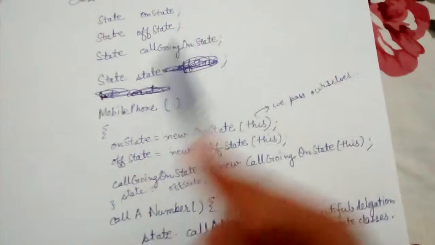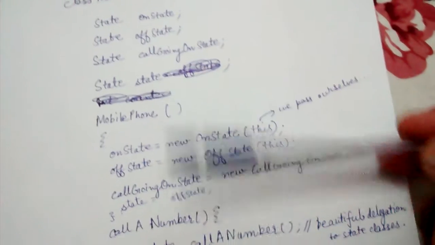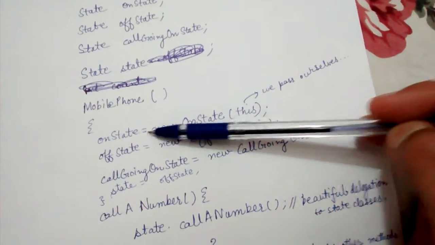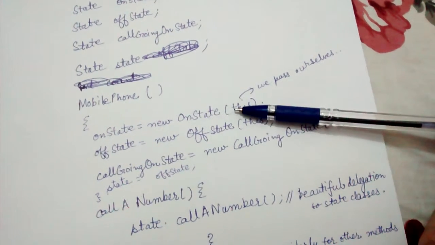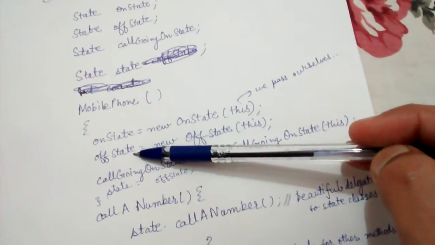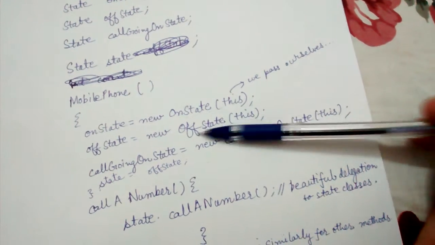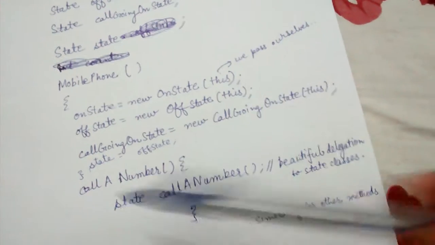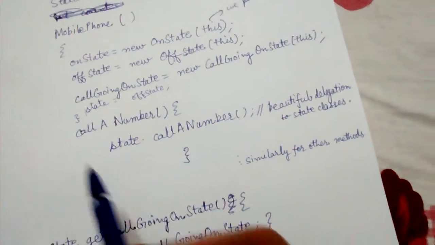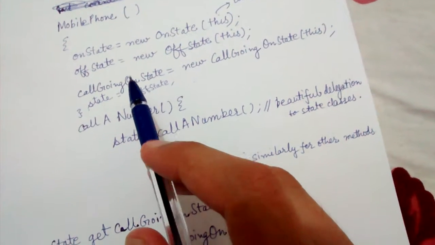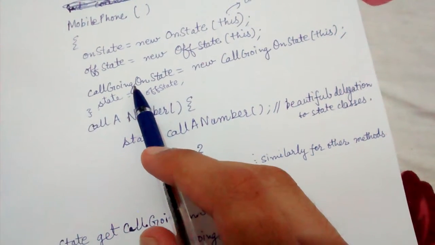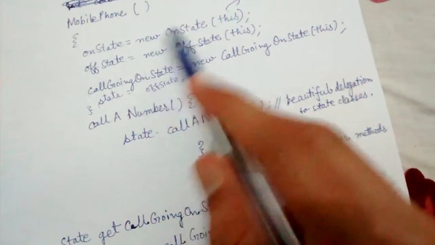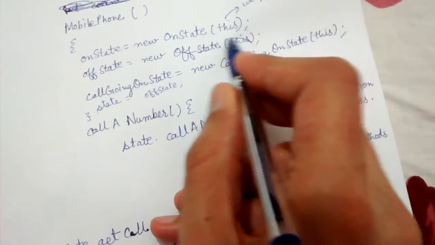These are all interface references, so these can point to any of the subclasses. So on state is pointing to an object of the OnState subclass. The off state reference is pointing to an object of the OffState class, and similarly for the CallGoingOnState class. Initially we initialize state to this object. This is the off state, this one.